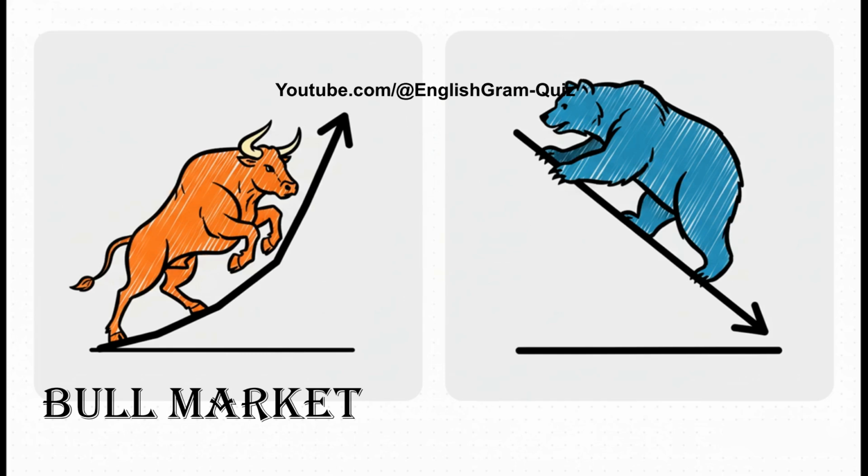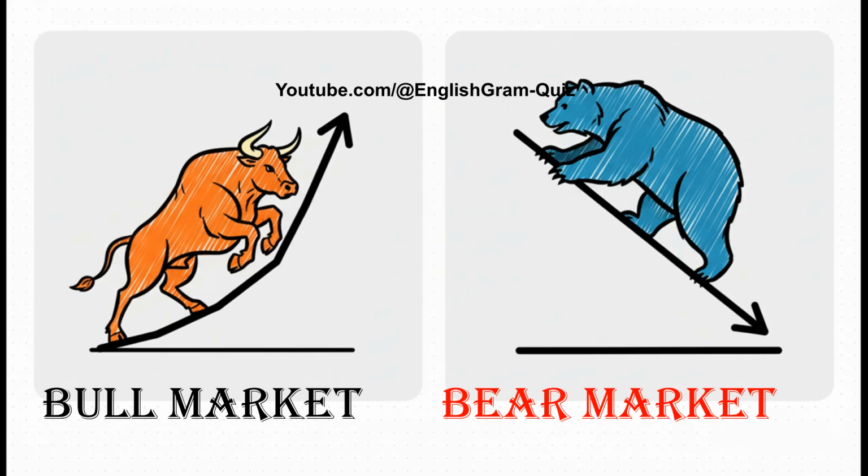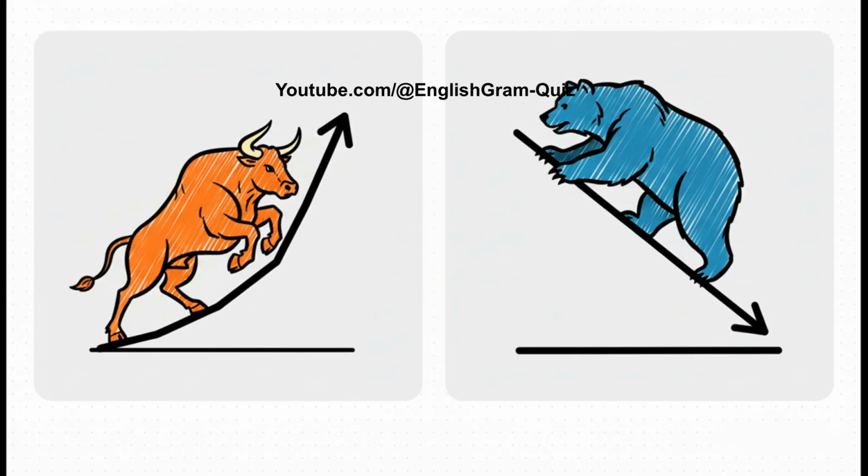Just think of a bull thrusting its horns up. And the opposite? That's a bear market. Prices are falling, usually by 20% or more, and everyone's feeling pretty pessimistic. Think of a bear swiping its big paws down.